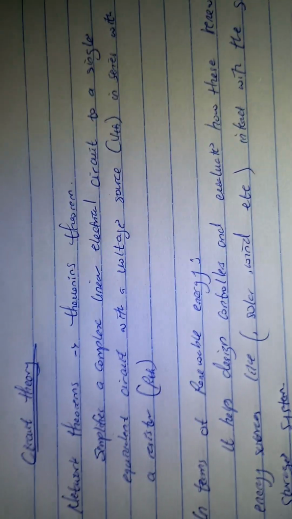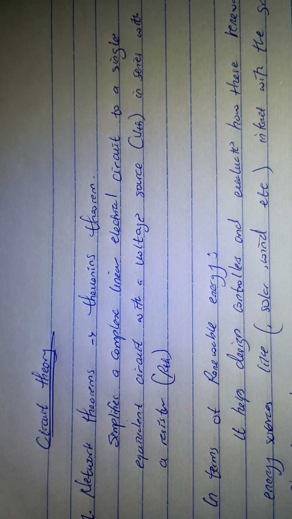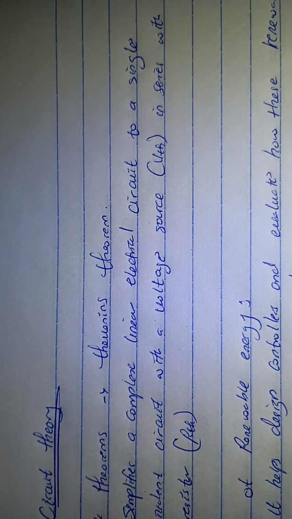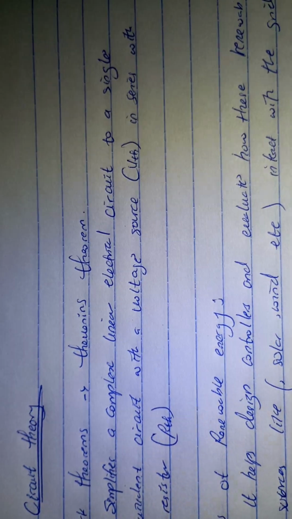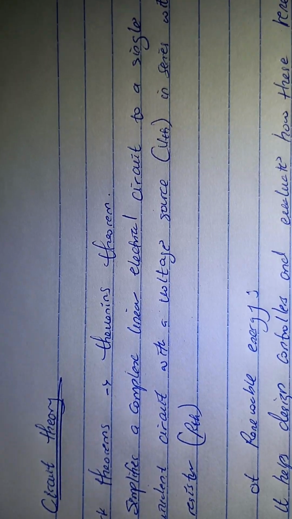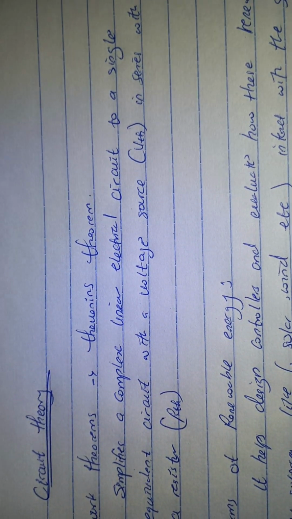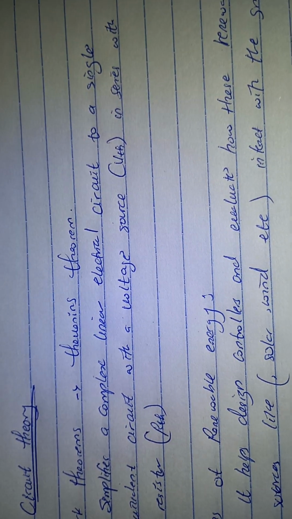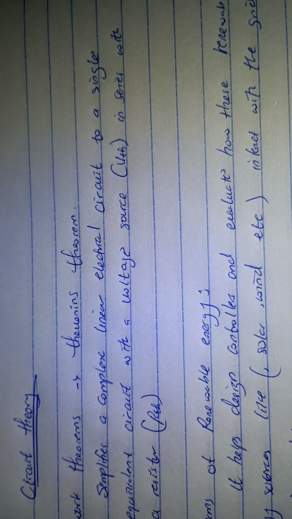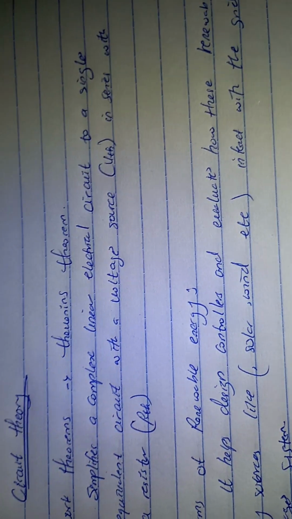Now, in order to explain this theorem in very simplified terms, so that if you want to get a hold of this material, you want to study this and have the whole understanding before you even delve into the whole context, it's going to be very easy. What we're going to be talking about now is Thevenin's theorem. Now, what exactly is this? It is a theorem that simplifies a complex linear electrical circuit to a single equivalent circuit with a voltage source, which is VTH, in series with a resistor. This is exactly what it is.